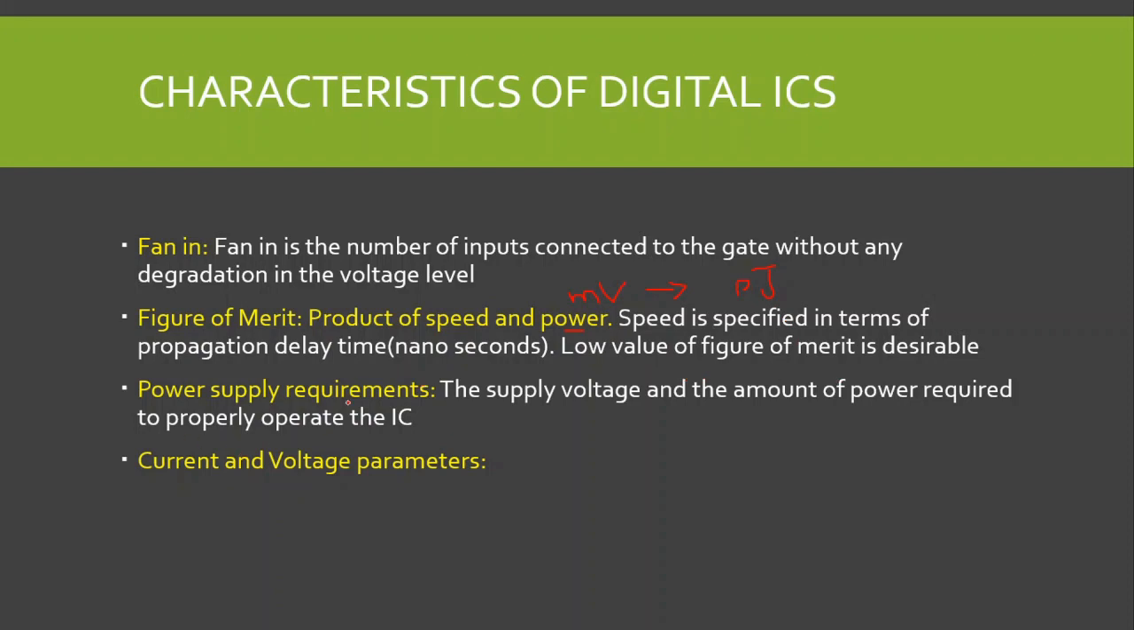We also have the next characteristic, which is the power supply requirements. The supply voltage and the amount of power required to properly operate the IC is called the power supply requirement. And then we have the current and voltage parameters. How much current is required to properly operate the IC? How much voltage is required to properly operate the IC? All these parameters are called the characteristics of digital IC. Thank you.